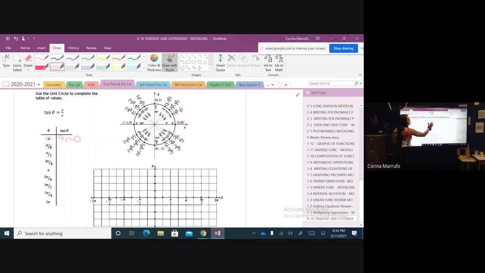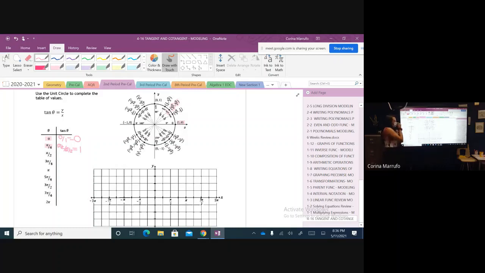So I look up pi over 4. Pi over 4 is right here. I'm going to take my y value, which is the square root of 2 over 2, and I divide it by my x value, which is also the square root of 2 over 2. And so when you divide something by the same thing, like 1 divided by 1, 2 divided by 2, 3 divided by 3, it's going to give you 1.